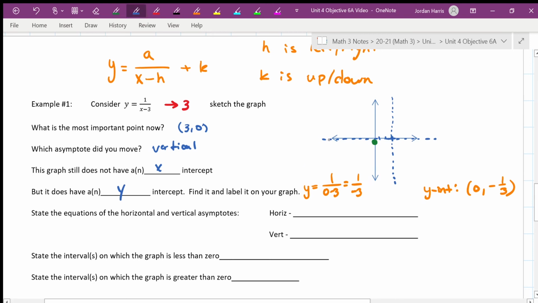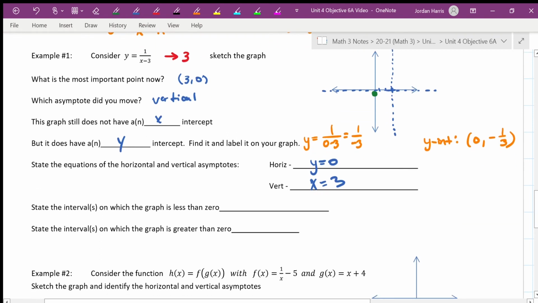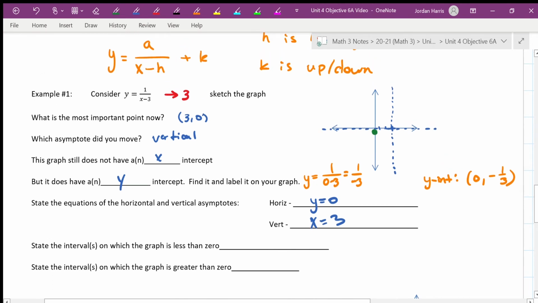State the equation of the horizontal and vertical asymptote. The horizontal stayed the same, that is y equals 0. Horizontals are y equals, vertical lines are x equals. So that's x equals positive 3, because that's the x value that line goes through. State the intervals on where the graph is less than 0 and is greater than 0.